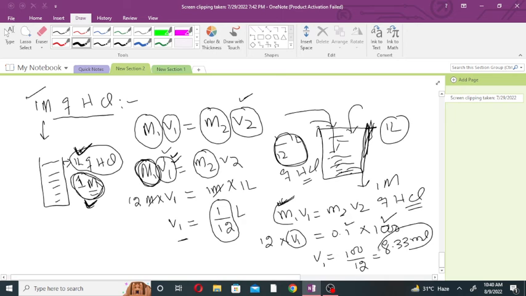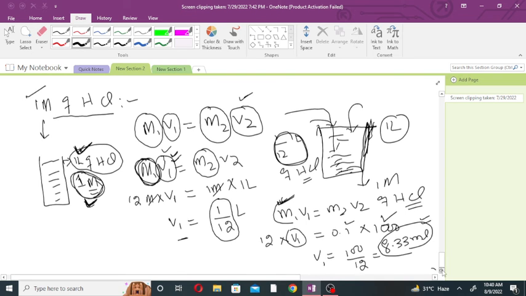So we will take 8.33 ml of HCl from the HCl bottle, and we will add it to the distilled water, and we will bring the solution volume to 1 liter. So we will prepare a 0.1 molar HCl solution.